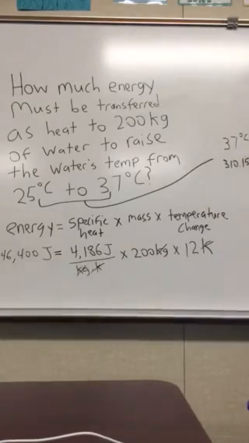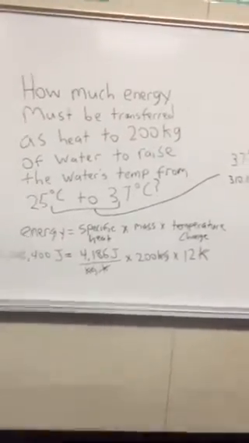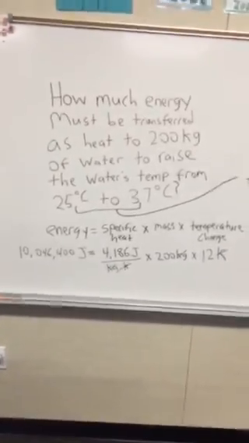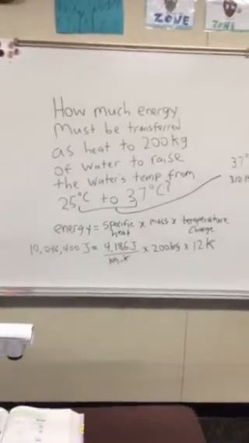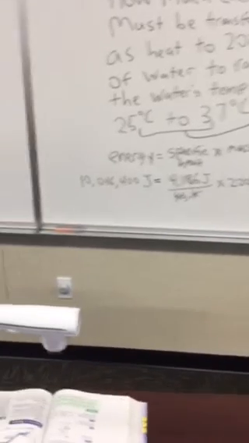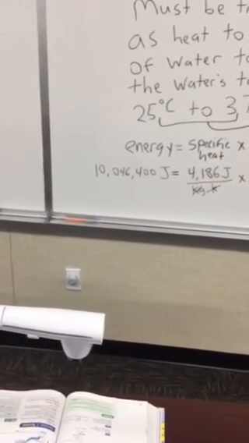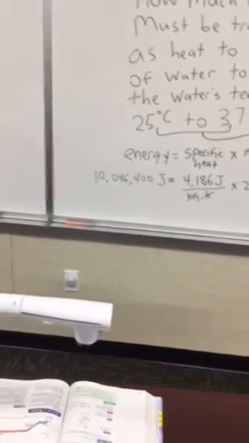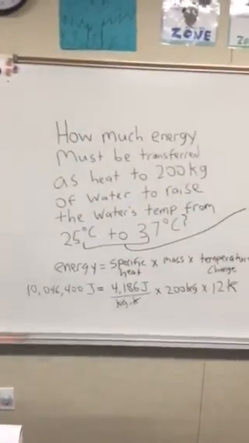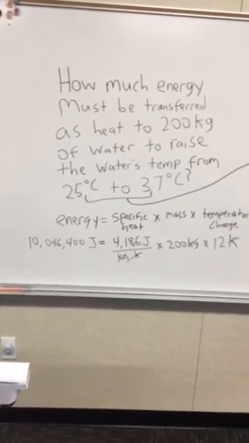So what we've done here is we've solved this equation. It's asking how much energy must be transferred as heat to 200 kilograms of water to raise the water's temp from 25 to 37. We used our energy formula and we found the amount of energy required. It takes 10,046,400 joules to raise 200 kilograms of water from 25 degrees Celsius to 37 degrees Celsius.